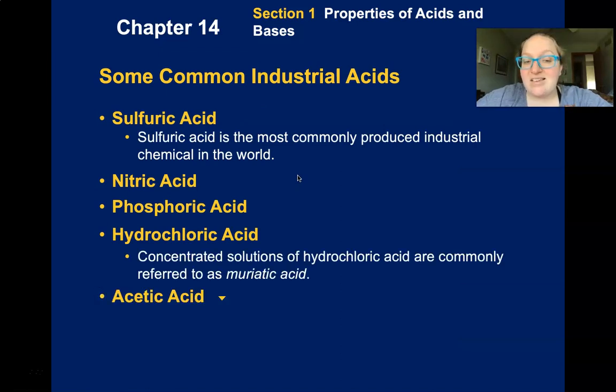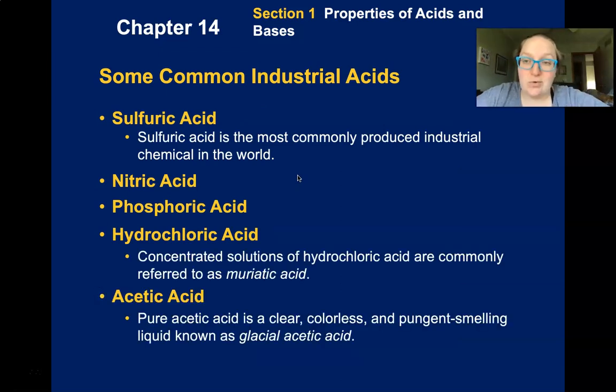Some of the common industrial acids, which are used, of course, in industrial settings to do various different things, are going to be sulfuric acid, nitric acid, phosphoric acid, hydrochloric acid, and acetic acid. Now, of the 5 that are named here, 3 of these are for sure very strong acids as far as strength is concerned. Sulfuric acid, hydrochloric acid, and nitric acid are very strong acids. A lot of times they're used in different ways. Acetic acid is also known as vinegar for us. It's the main component of vinegar.